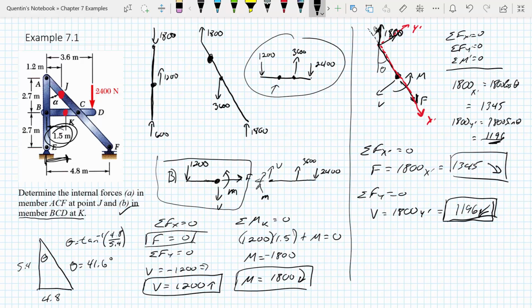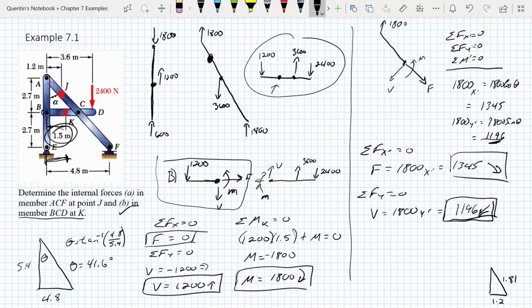And then the last thing I need to do is figure out my moments. This is one of those where you can do however you want. I'm going to take my sum of my moments. Let's make our life easier. Let's just take the sum of my moments at point J equals 0.